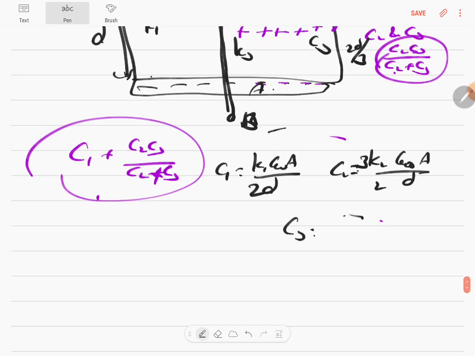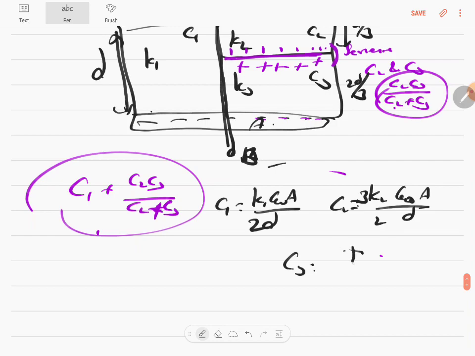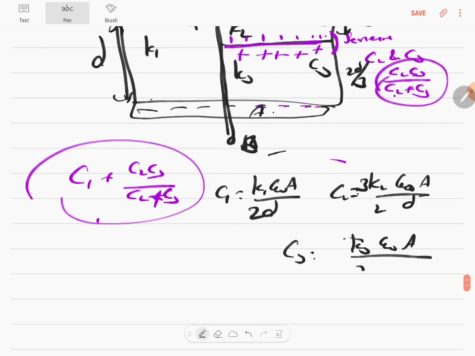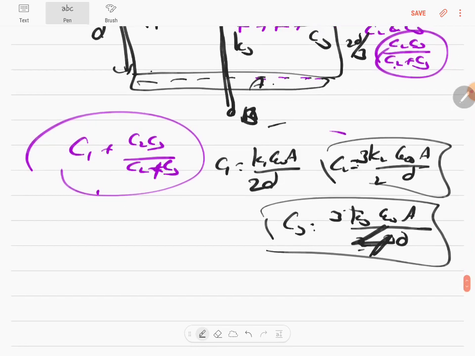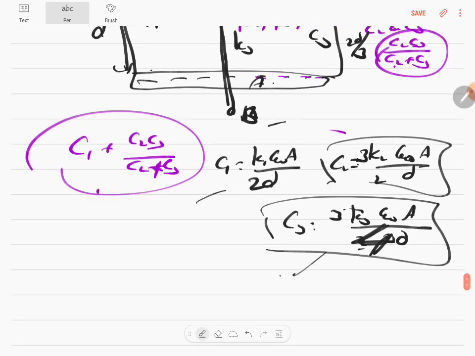Capacitance C3 has a dielectric K3, so K3 into epsilon naught into A by 2, again the area is divided by 2, and D is 2D by 3, and therefore you get a capacitance. Each capacitance is different. This will become 2 2s are 4. So these are the values of C1, C2 and C3. You have to plug them in and find the equivalent capacitance.